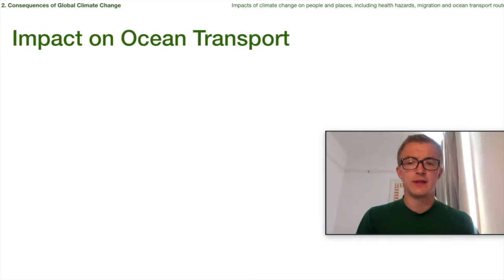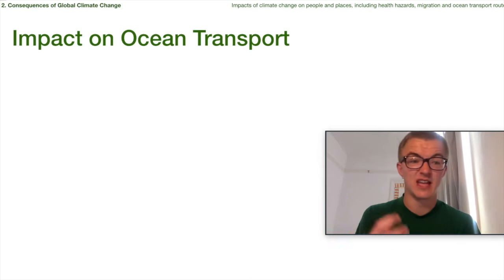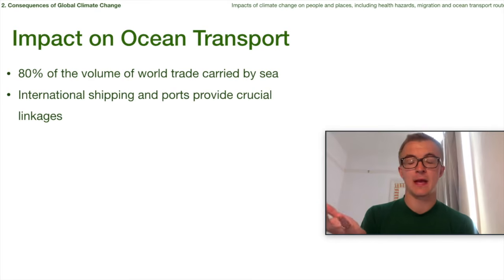Cool. Finally, I want to mention the impact of global climate change on ocean transport. So that's how things get around the world. You guys know that ocean transport is so important for trade and life generally. 80% of the volume of world trade is carried by the sea, and that means that international shipping and ports are kind of crucial linkages in the way the world is run.